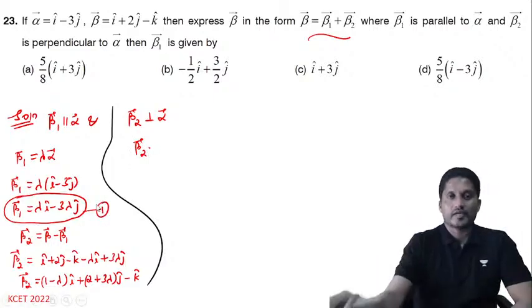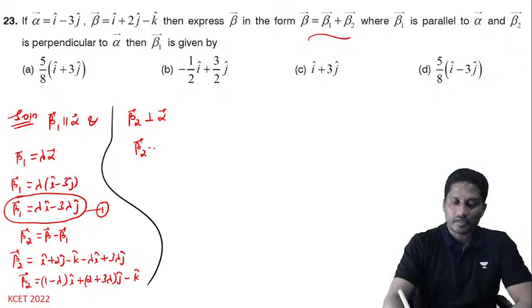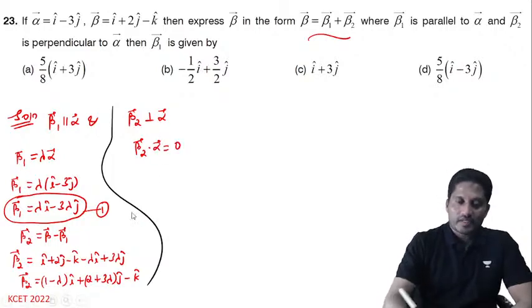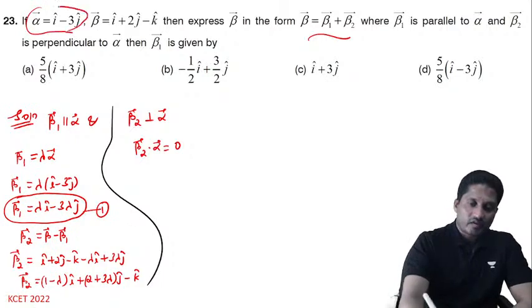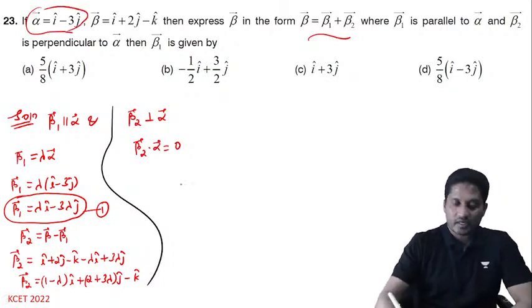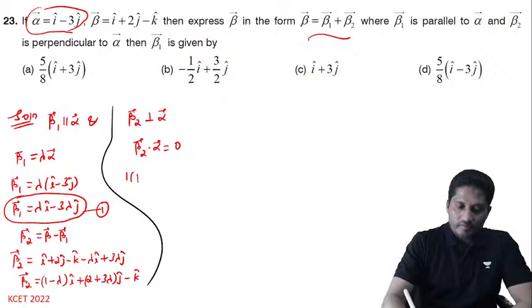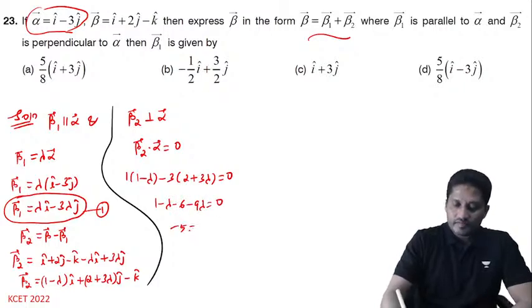I'm supposed to find out what is beta 1. Beta 2 dot with alpha is 0. Alpha is this, right? So if I take alpha dot with beta 2, you will get 1 into 1 minus lambda, minus 3 into 2 plus 3 lambda, is equal to 0. 1 minus lambda minus 6 minus 9 lambda equals 0. Minus 5 is equal to 10 lambda. Lambda is equal to minus half.